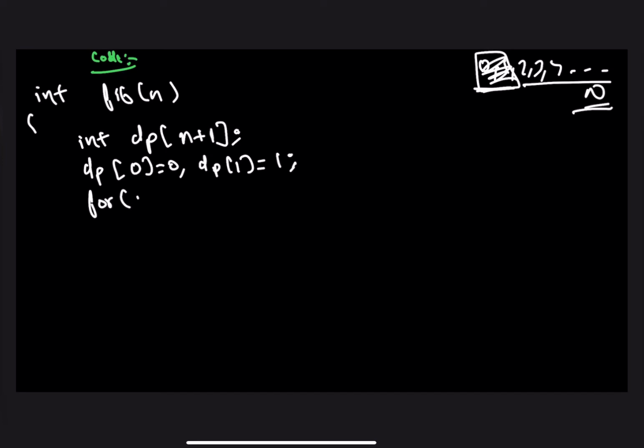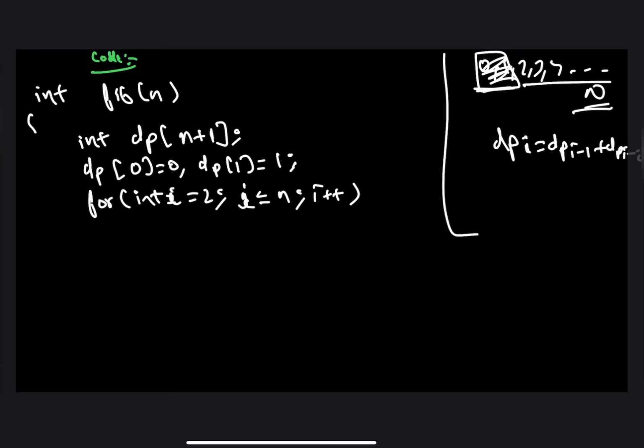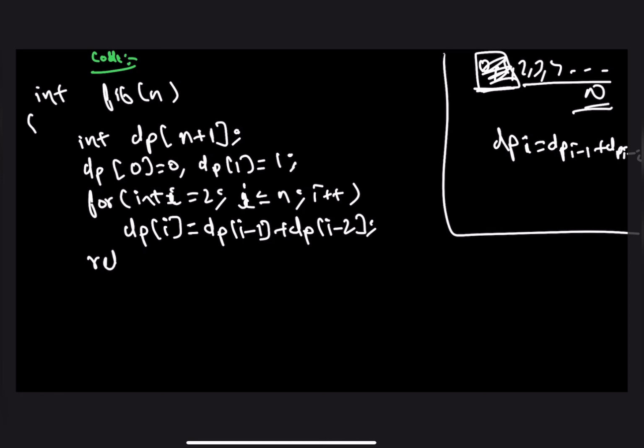So for this case, I have to iterate from int i equals 2, i less than or equal to n, i plus plus. To solve each state, all you need to do is follow the recurrence relation that we generated in the second subproblem, that is dp of i is equal to dp of i minus 1 plus dp of i minus 2. So we will follow the same recurrence relation over here. And then we can return the nth state, that is return dp of n. And this is how you solve a very standard dynamic programming problem.